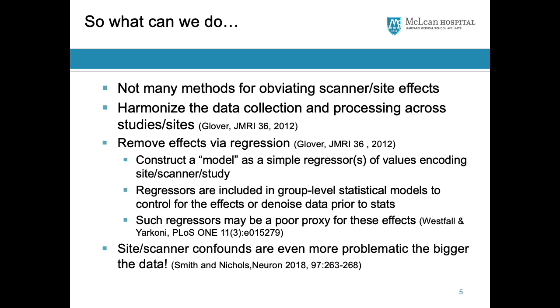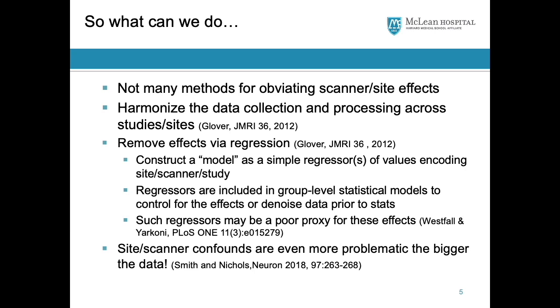So it's also common to try to remove these effects or control for them post hoc using some kind of regression technique. In the simplest case, you construct a model as a simple regressor or set of regressors of values that encode site or scanner or study. The regressors are included in the group level statistical models to control for the effects, or they're used to denoise the data prior to statistical modeling. However, these kind of regressors may be a poor proxy for these effects. They certainly don't take into account any kind of within-scanner or within-site variability that can occur during the data collection period. And these effects are more problematic the bigger the data set.